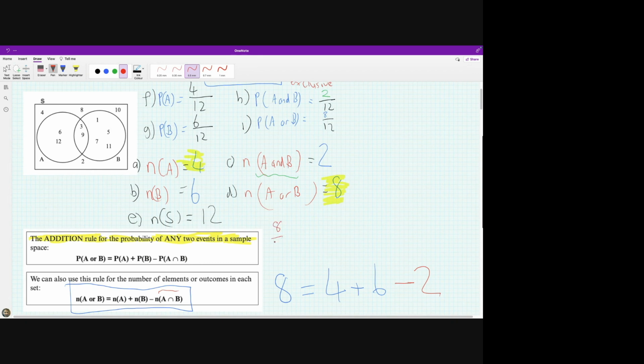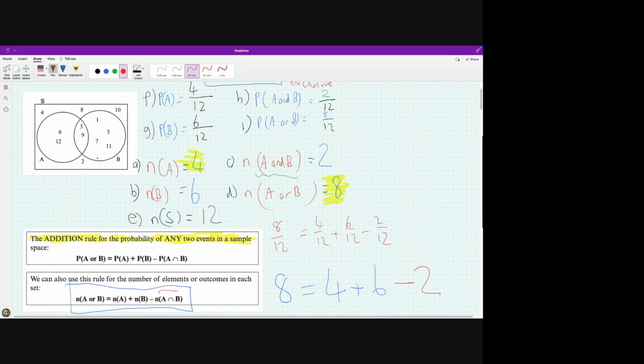So we can go 8 over 12 was the probability for that, equals 4 over 12 plus 6 over 12 minus 2 over 12. This is the same thing as below, except it's just divided by 12. This identity comes from this example over here.